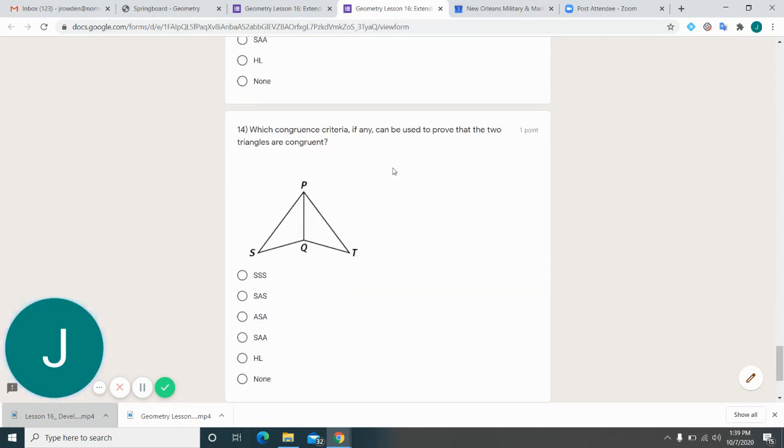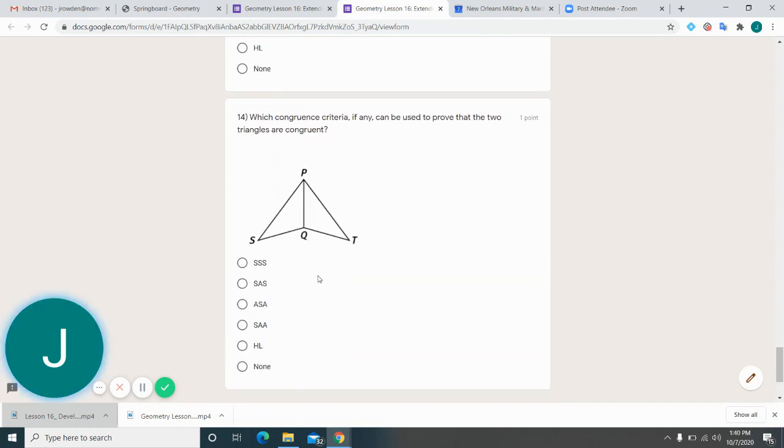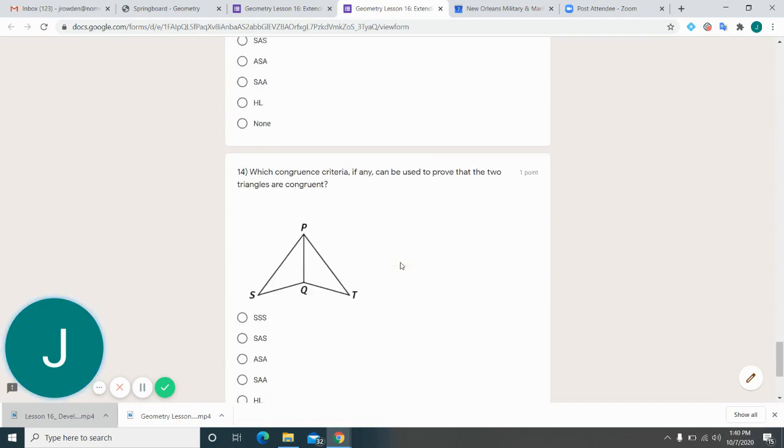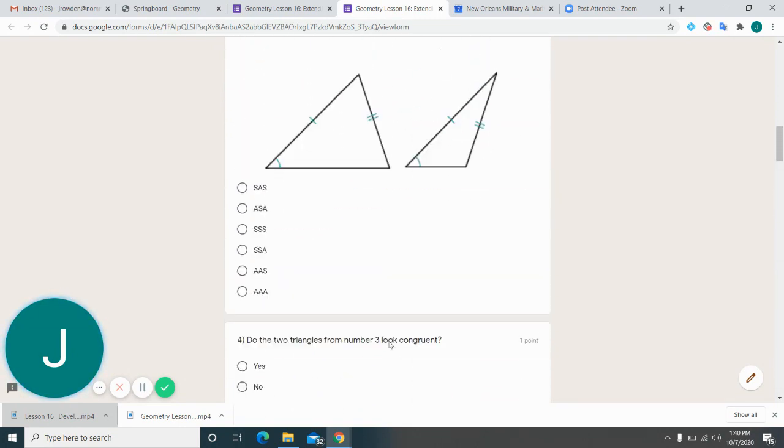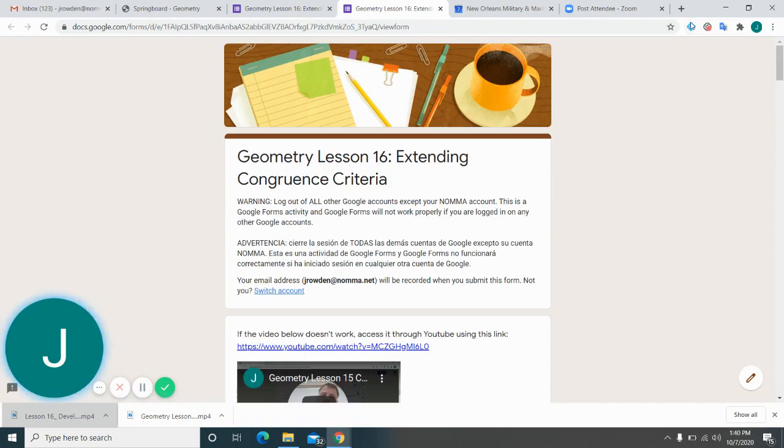And then last but not least, which congruence criteria can I use right here? I have a side that they share. Does anything mark any angles in here? No. Are any of the sides marked? No. It doesn't tell us anything's parallel. None of our tricks we've learned will work. So we're basically stuck with just saying none. All right, and that's the lesson. As always, email me if you have any questions.